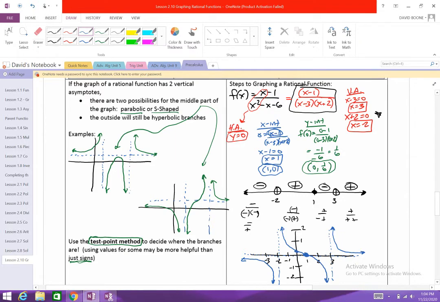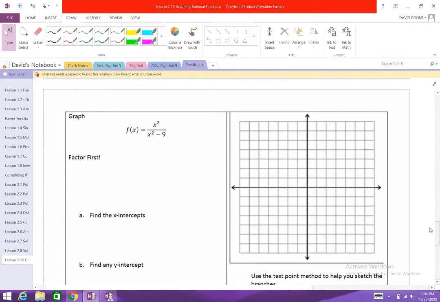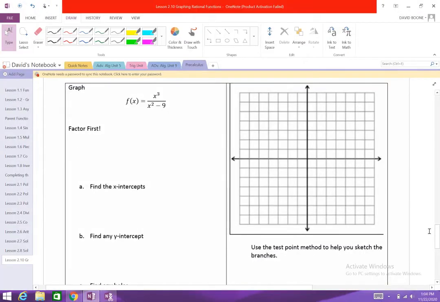All right, let's try putting it all together, doing it one more time. This one didn't have a slant asymptote in it, so let's introduce that piece to our final problem. Okay. So what we're going to do is graph this function right here. I'm going to go through all of our processes. And remember, always, always, always factor first. It makes your life so much easier.